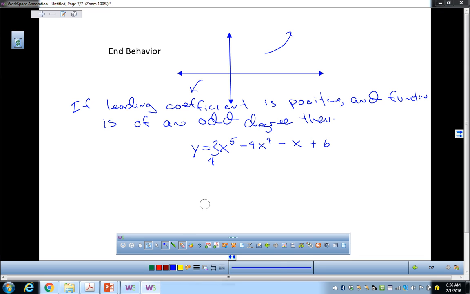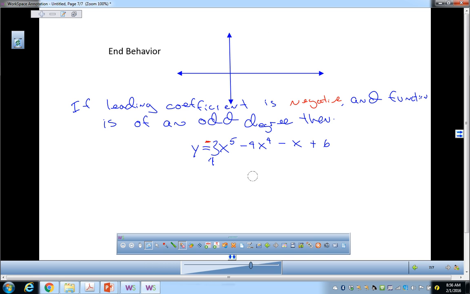So what if the lead coefficient is negative? What if I change that to negative, and the function is of an odd degree? So what if I put a negative sign in front of the 3? What's going to happen? It goes down. Yeah, it starts from the up, and it goes to the down. So if I throw a negative in front of there, it's going to start from this side, okay, and it's going to end down this way, okay? So that's what that one looks like. You get that?